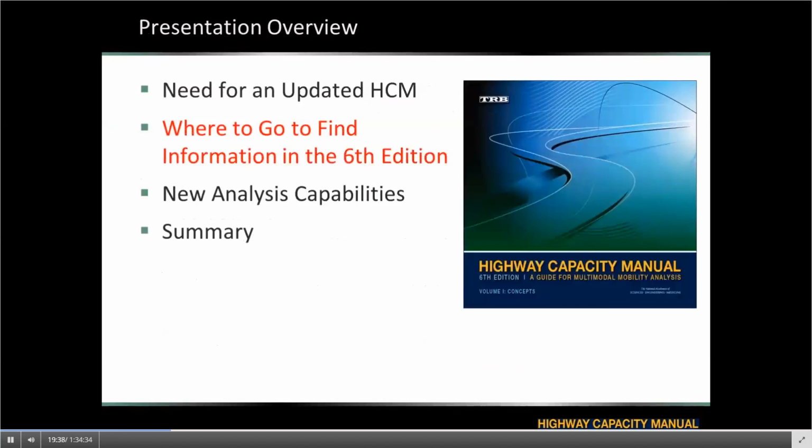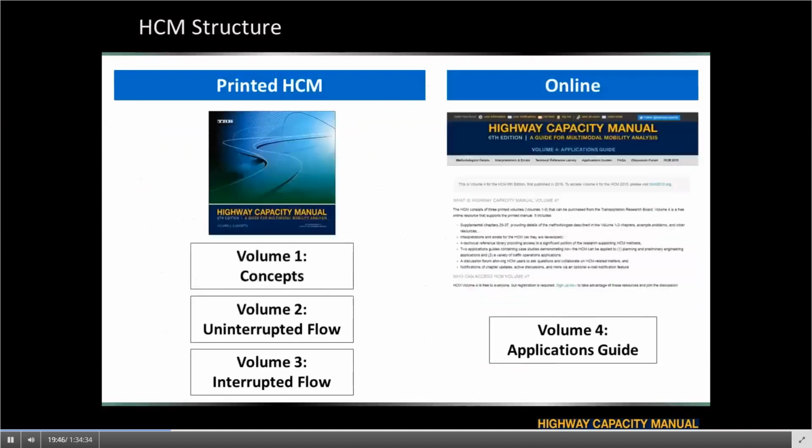Next, we'll look at where you can go to find information in the 6th edition. The HCM is divided into 4 volumes, 3 printed and 1 online. Volume 1 houses material on concepts that all HCM users should be familiar with before applying the HCM. Volume 2 describes the methodologies for freeways and highways, while Volume 3 describes the methodologies for urban streets and off-street pedestrian and bicycle facilities. Volume 4 provides additional resources that support the material in the printed HCM.